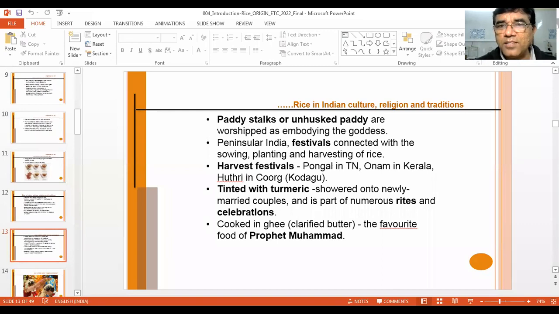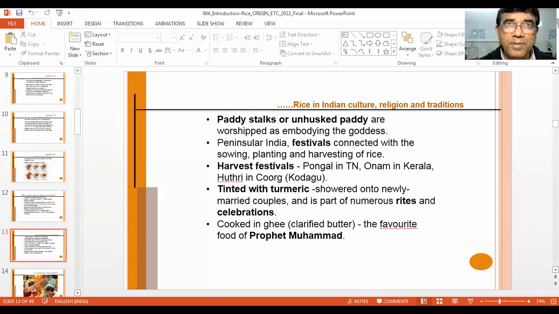Paddy stalks or unhusked paddy are worshipped as embodying the goddess. In peninsular India, there are festivals connected with the sowing and harvesting of rice. I think you know about harvest festivals like Pongal in Tamil Nadu, Onam in Kerala, Hutri in Coorg. So it is associated with rice harvest. And you must be knowing that rice tinted with turmeric or red color material is put on your forehead. It is also showered onto newly married couples and is part of numerous rites and celebrations.